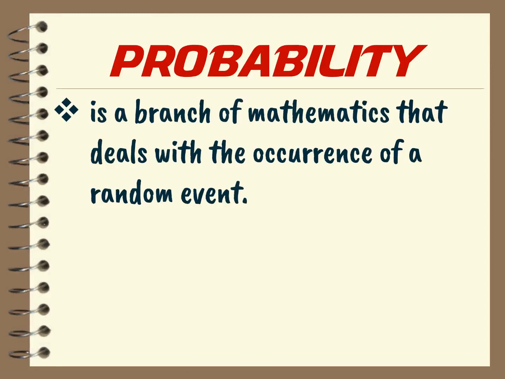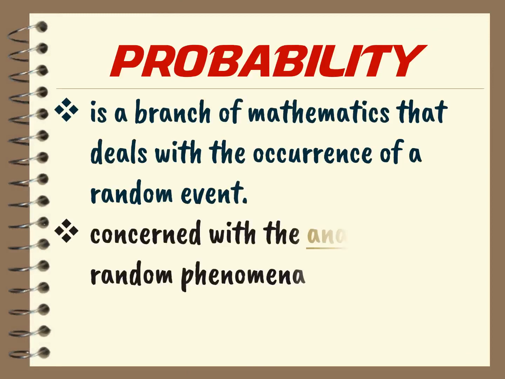Okay, this time let us define probability. It is a branch of mathematics that deals with the occurrence of random events, or it is concerned with the analysis of random phenomena. When we say probability, it means possibility. The outcome of a random event cannot be determined before it occurs, but it may be any one of several possible outcomes. So the actual outcome is considered to be determined by chance. As we go on with the topic, we will be discussing further how to determine the probability of a certain event.